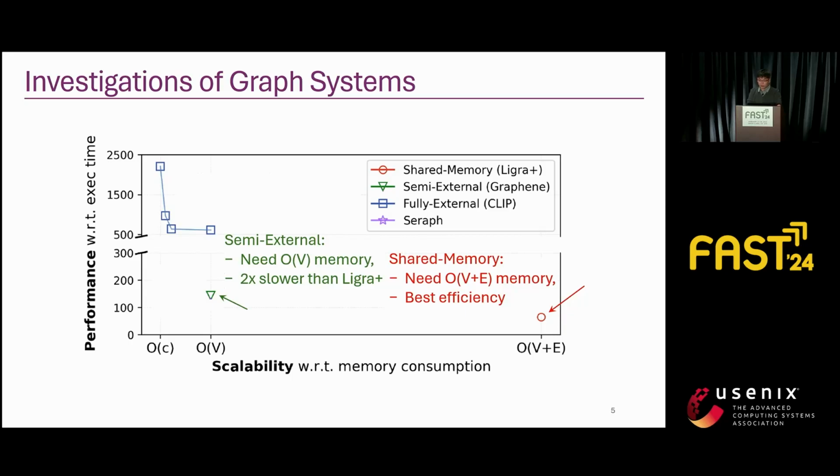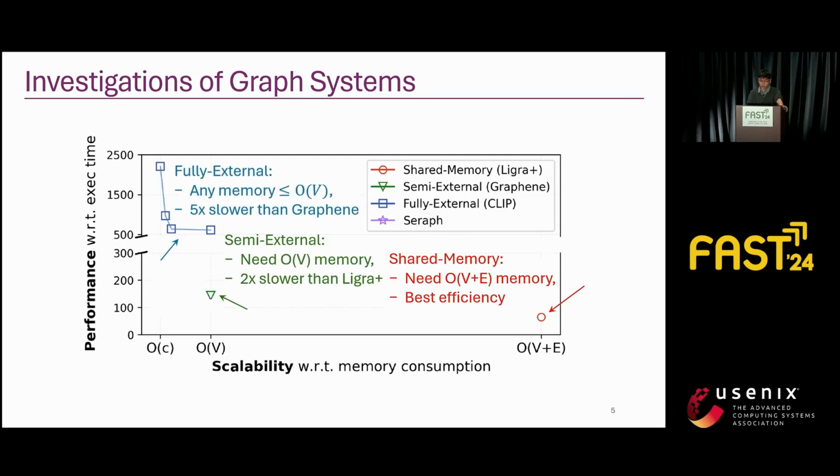The second system we present here is the semi-external one. This type of graph system is a trade-off. Compared to the shared memory one, the semi-external graph system can use much less memory, but correspondingly, its execution time is around 2 times slower than the shared memory one.